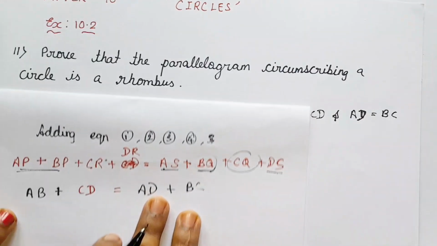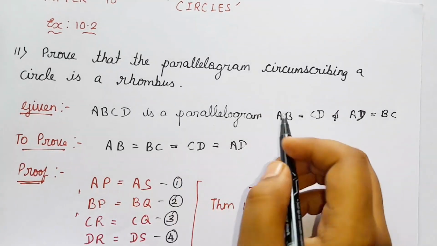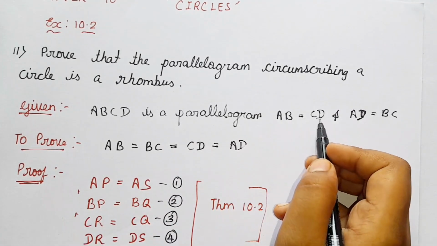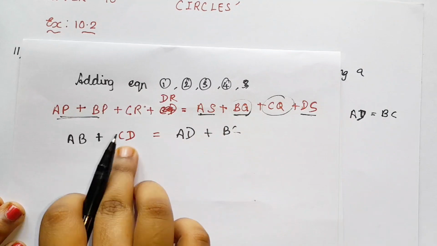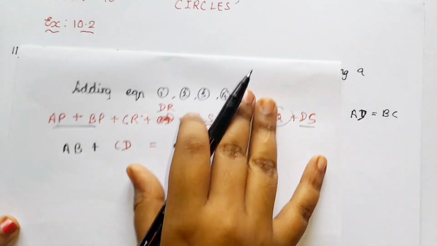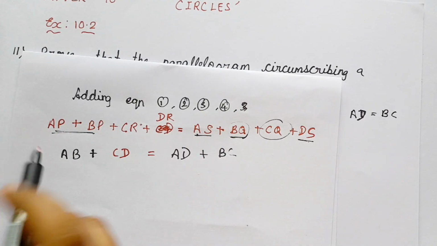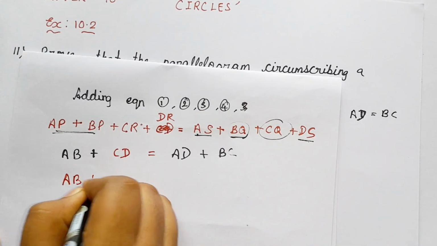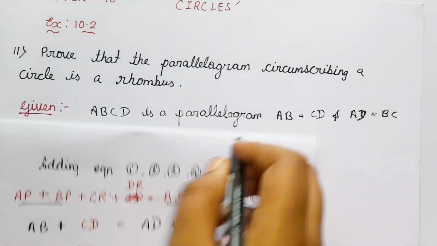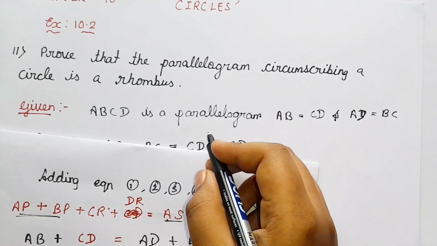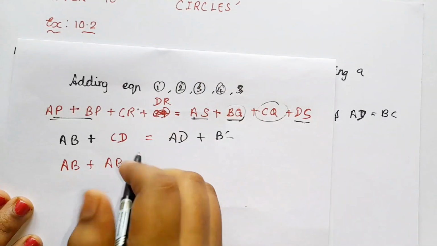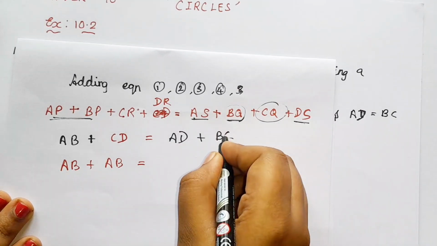Since you guys know, in the starting I just told you AB is equal to CD, isn't it? So here I have AB plus CD. So in the place of CD I can actually write AB. Why? Because AB is equal to CD. So I can write AB plus AB. Why? Because I just told AB is equal to CD in the starting, because it is a parallelogram. Okay, and then is equal to AD plus BC.